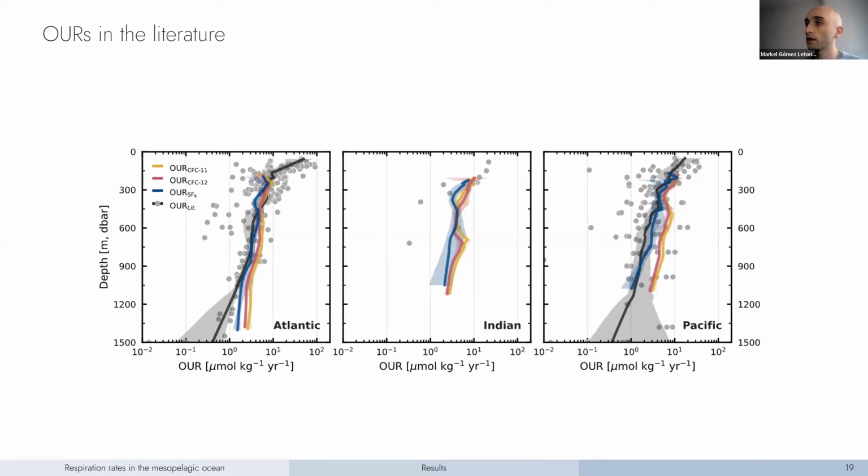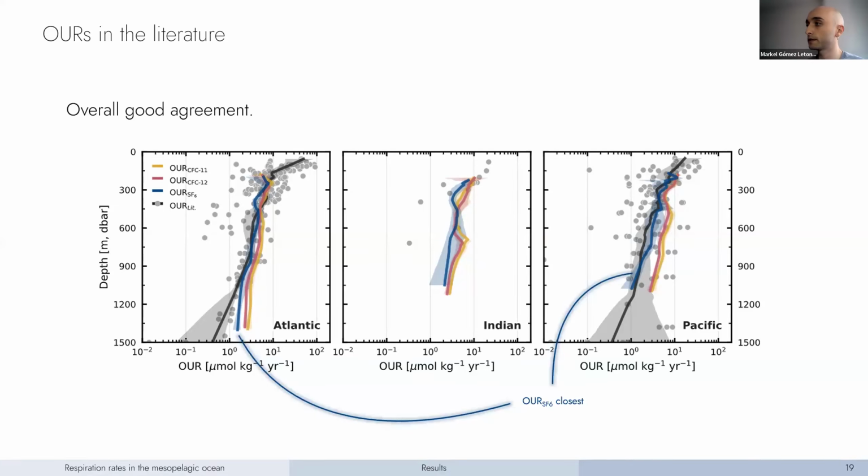So we see that overall they were in quite good agreement, particularly in the upper mesopelagic, despite, first of all, the different approaches that were followed in these studies, and also the variability in the regions that they studied. But as I said, there was good agreement, and it was particularly so with the rates based on SF6, which agreed quite well also in the lower mesopelagic.